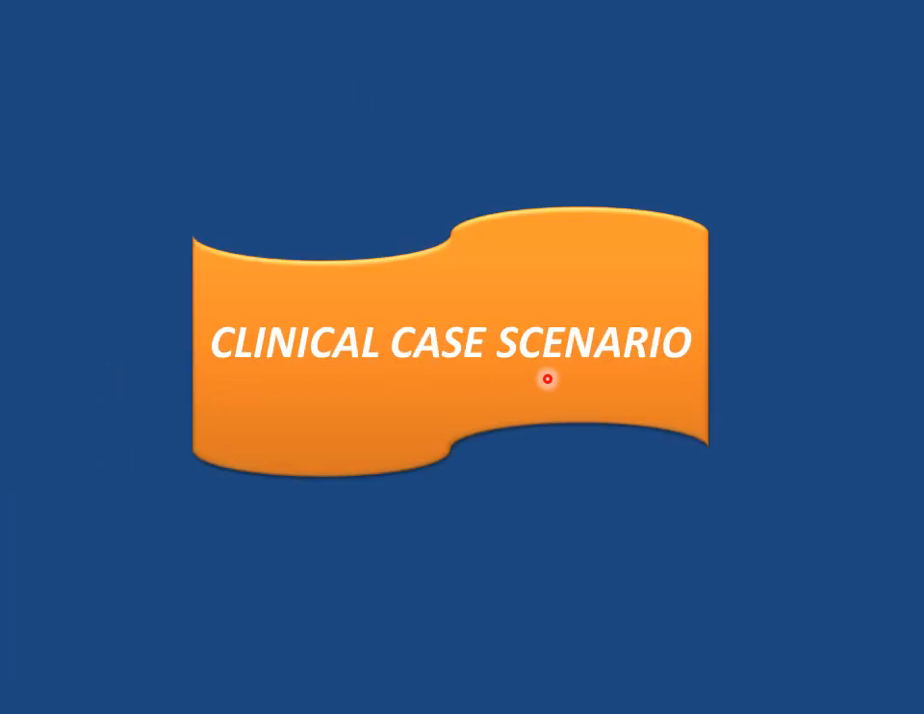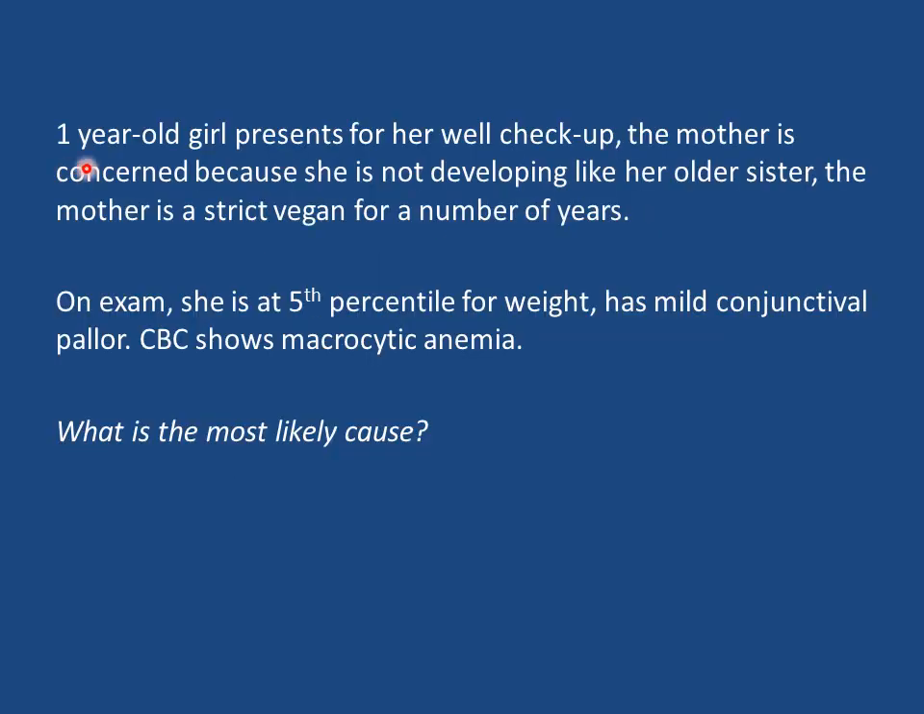Let's take a clinical case scenario. This is a 1-year-old girl who presents for her well checkup. The mother is concerned because she is not developing like her older sister. The mother is a strict vegan for a number of years. On physical examination, she is at the 5th percentile for weight, has mild conjunctival pallor, she's pale, CBC shows macrocytic anemia. What is the most likely cause?